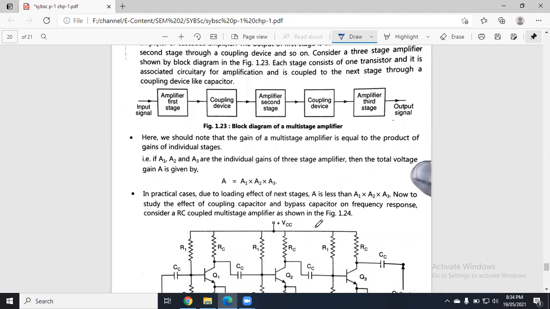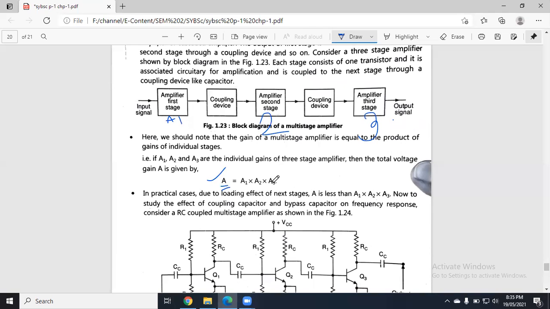Now, what happens with the gain when we connect such amplifiers in series? Gain will get multiplied. For example, gain of the first stage is A1, gain of the second stage is A2, and gain of the third stage is A3. So what will happen with the overall gain? It will get multiplied, A1 into A2 into A3. The entire gain is given by A1 into A2 into A3.